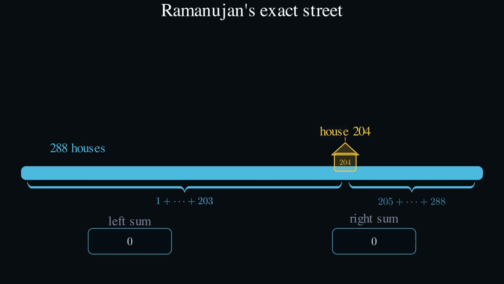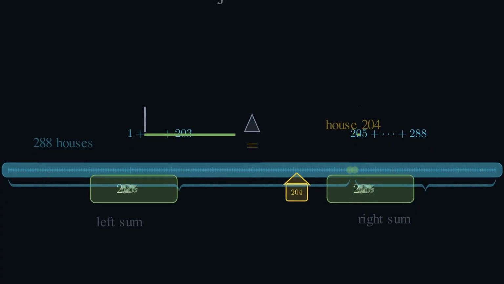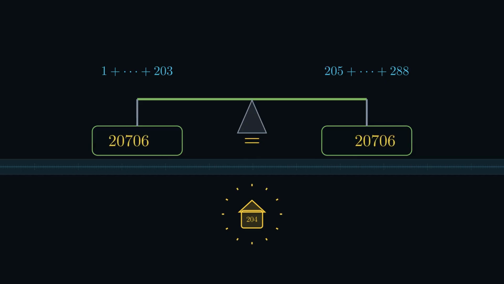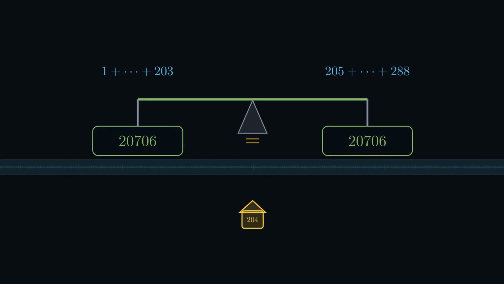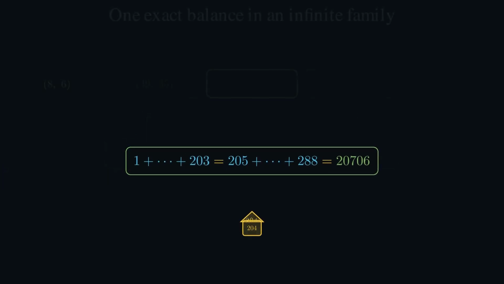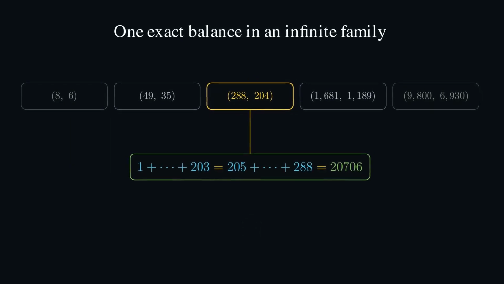Its balanced address is 204, omitted from both sides. 1 through 203 and 205 through 288 each total 20,706. Neighboring Pell solutions lie outside the bound, making this the puzzle's unique street. The bounded answer is therefore one visible member of an infinite family.